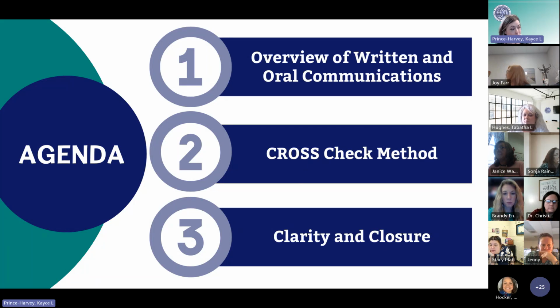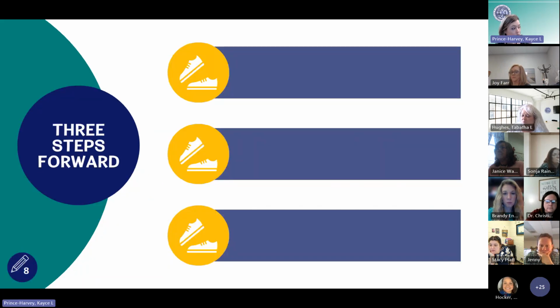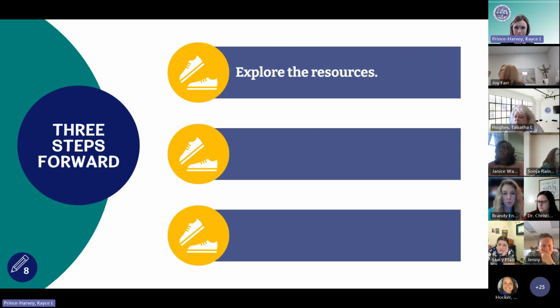And that leads us to clarity and closure. I want you to consider three steps forward. I know you kind of did this earlier, but explore those resources. Take an opportunity to look at that vertical progression again. Take an opportunity to look at the example or the Wakelet to see where you might want to focus in.